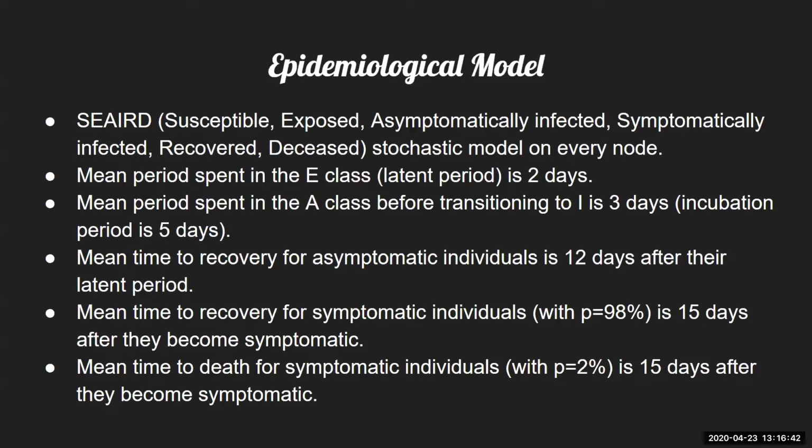So we said that the mean time that you spent in the exposed class is 2 days. The mean time that you spent in the asymptomatic class before transitioning to being infected is 3 days. The mean time that it takes for asymptomatic individuals to recover is 12 days. And then the mean time for recovery is 15 days for symptomatic individuals. Now, we noted that we expected symptomatic individuals to recover 98% of the time. And then if they didn't recover, we concluded that they had died.